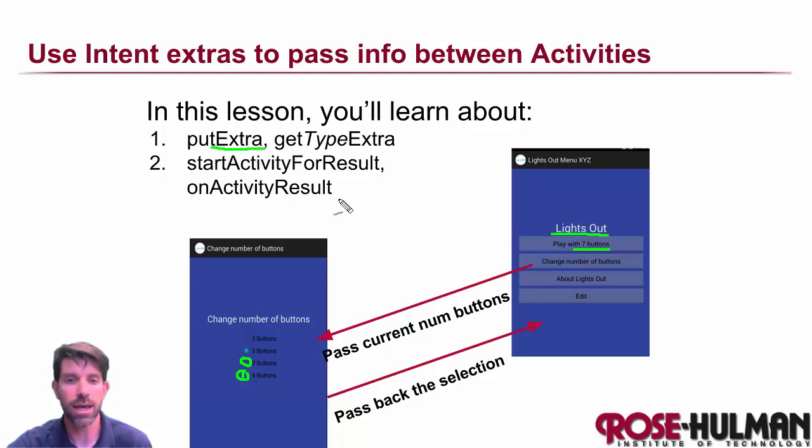So we put an extra in to go one direction and get it out on the other side. And then if we're going a round trip, where the whole purpose of creating another activity is to get a result, then we're going to see another couple methods here that we can use to do this.